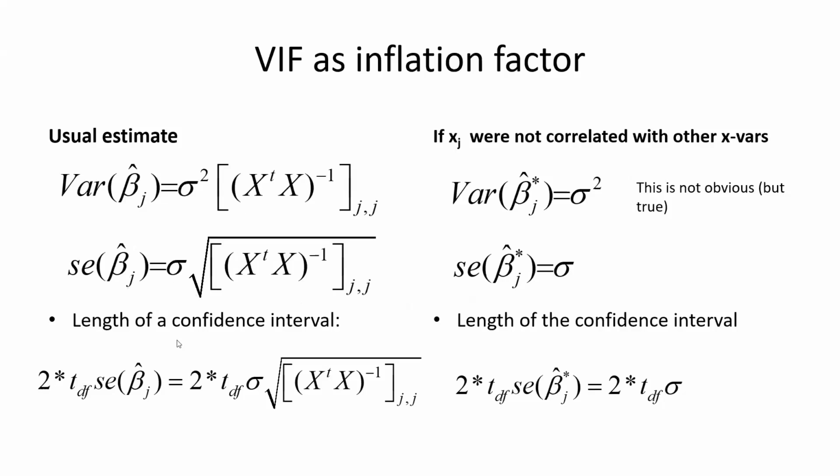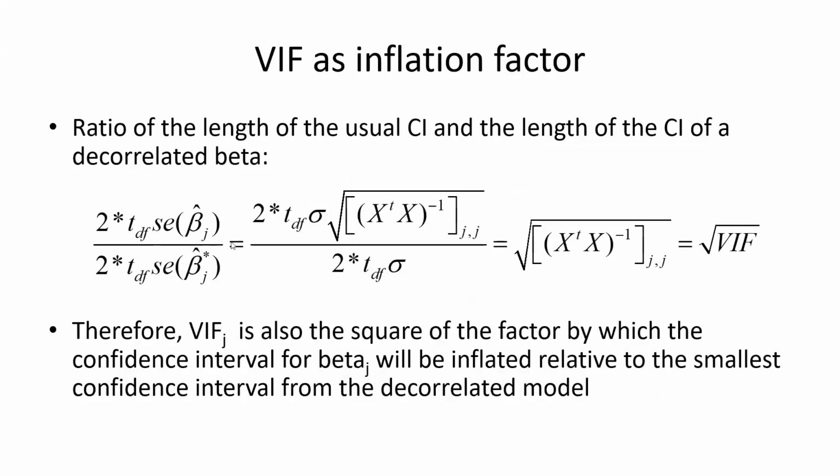The length of a confidence interval is 2 times the corresponding t-value times the standard error. So I get this formula here and that over there. I take the ratio of these two formulas now. Then a whole bunch of things cancel out, and we are left with the square root of this matrix. Well, it's just one element here, which is the square root of the variance inflation factor.